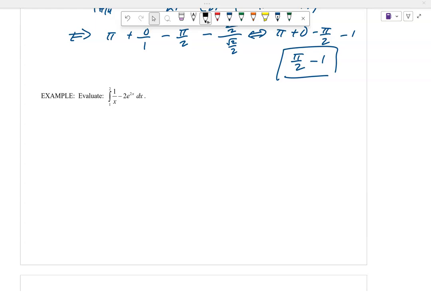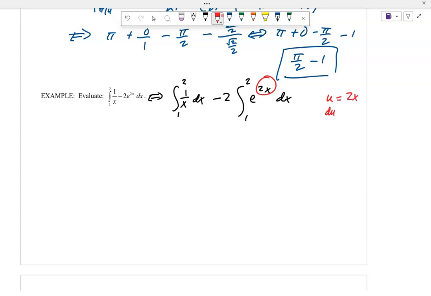All right, on this next one here, I'm going to write that as the integral of 1 over x, 1 to 2, and minus, I'm going to put that constant out front, e to the 2x dx. And the reason is because it's not the integral of e to the x, it's e to the 2x. So I want to use u substitution, if you remember that from the first section. I'm going to let u be 2x, so du dx is 2. Now make sure you take the dx to the other side. So du is 2 dx, right?